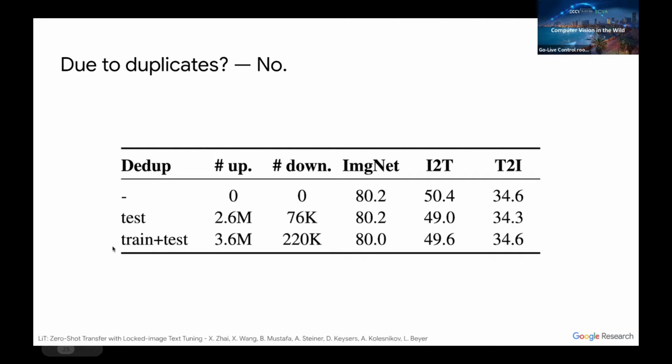And we also did a very comprehensive check of all of the downstream examples, not only the test split, but also the training split plus the test split. Like on ImageNet, we try to remove duplicates against the 1 million training examples and also the 50K testing examples. This leads to even more duplicates removed from the upstream dataset. And this also does not lead to a big drop in quality, especially on image to text retrieval and text to image retrieval. This leads to better quality.